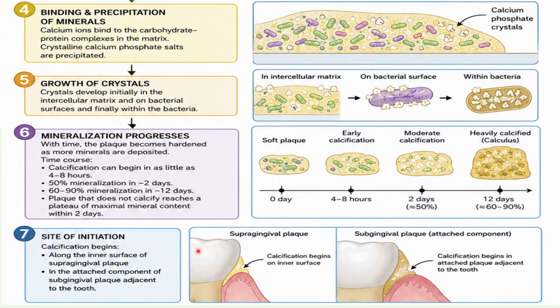Next is the site of initiation. Where does the calcification actually begin? In the case of supragingival plaque, calcification starts along the inner surface of the plaque, that is the part attached to the tooth. In the case of subgingival plaque, the calcification begins in the attached plaque adjacent to the tooth. From these initial sites, mineralization gradually spreads throughout the plaque mass.